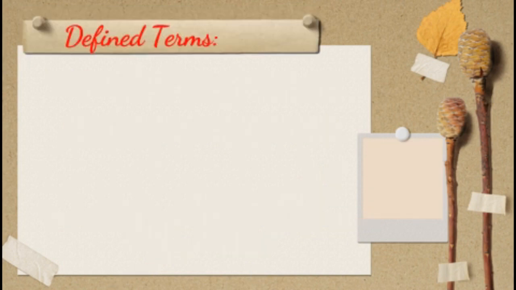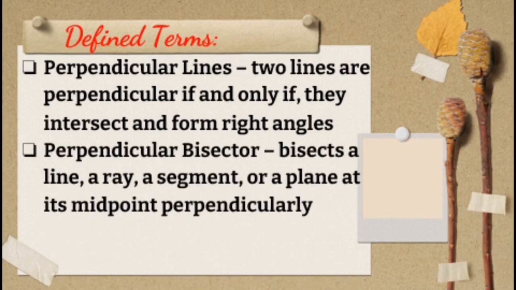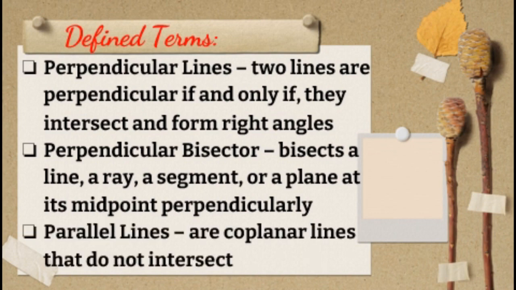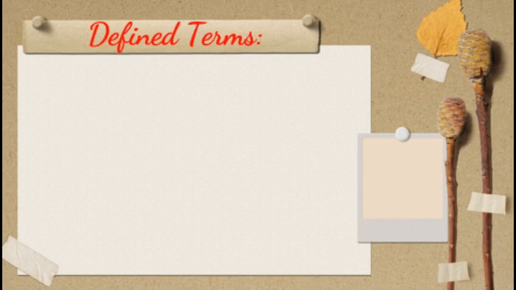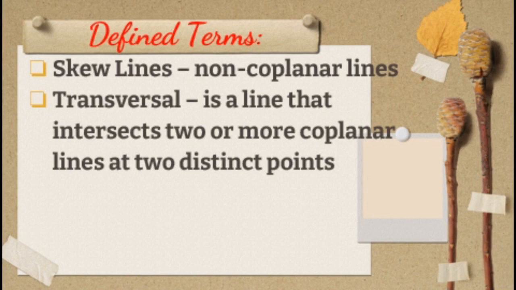So here are other defined terms. Perpendicular lines. Two lines are perpendicular if and only if they intersect and form right angles. Perpendicular bisector. Bisects a line, a ray, a segment, or a plane at its midpoint perpendicularly. Next, parallel lines are coplanar lines that do not intersect. Next, skew lines, non-coplanar lines. Transversal is a line that intersects two or more coplanar lines at two distinct points.